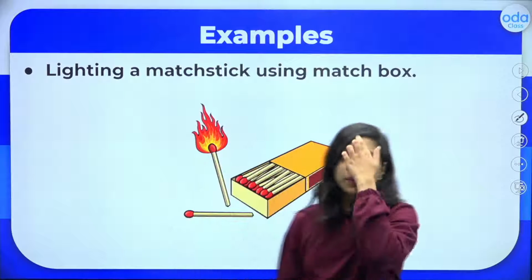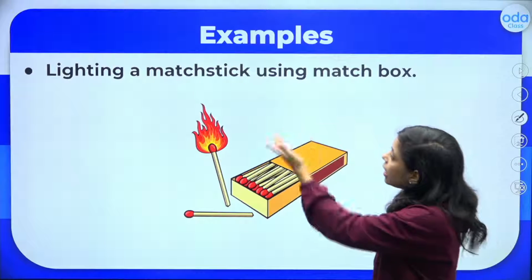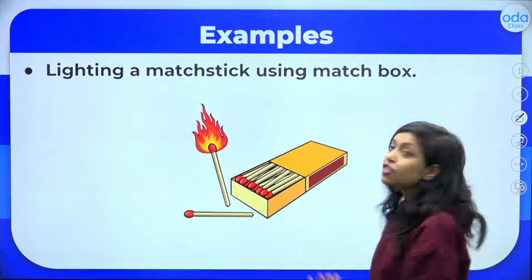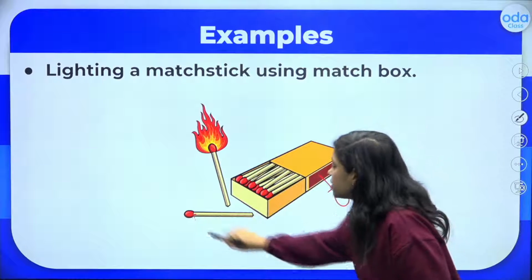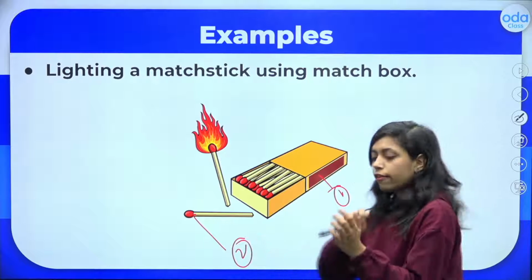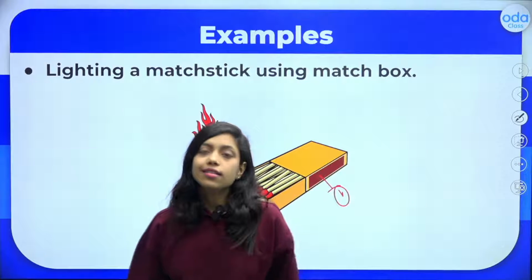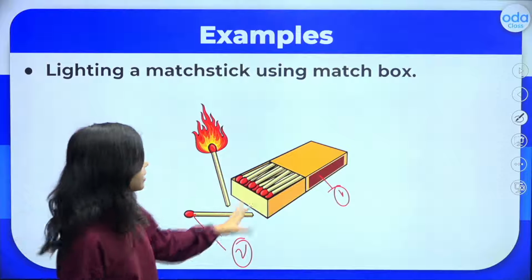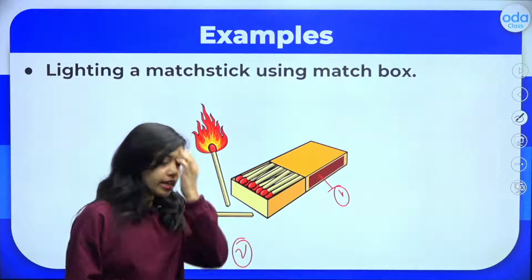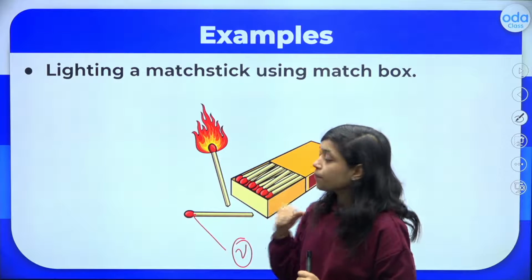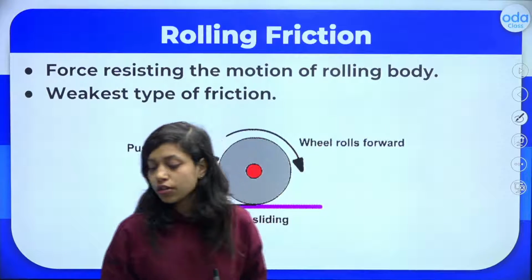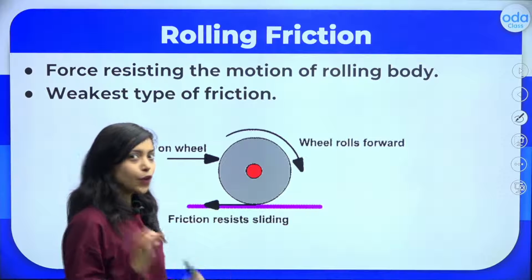And a very common daily life example: lighting a matchstick using a matchbox, right? This is surface number 1 and this is surface number 2. When you light it up, there is sliding friction between the matchstick and the matchbox. Is it clear about sliding friction? All of you please let me know, clear about sliding friction? That's great. Now let us move on to the third one, that is rolling friction.